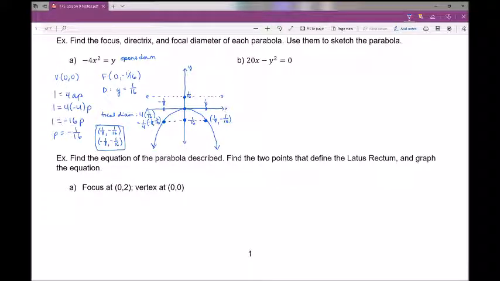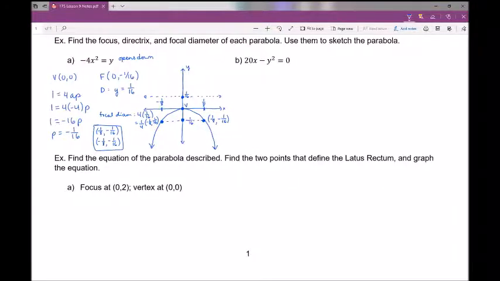All right, so that means plot your focus, plot the 2 points on the focal diameter, plot the directrix as a dotted line, that kind of stuff, and plot the vertex. But you can just label the vertex. You can use letters to label your points as long as you tell me what those letters mean, okay? If you don't want to label them with ordered pairs. All right, so hopefully that wasn't too confusing.